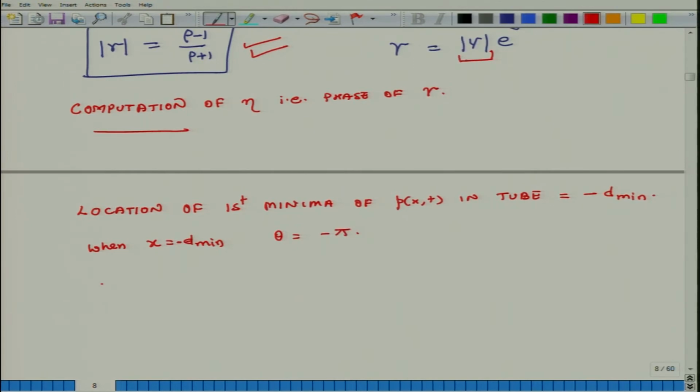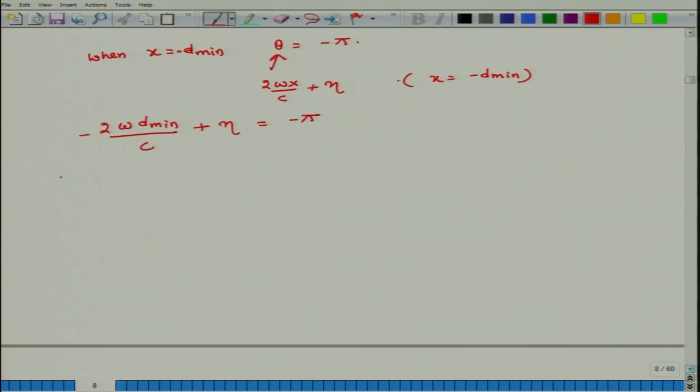Okay. And what is theta? Theta is 2 omega x by c plus eta. So, I write down 2 and here x is equal to minus d min. So, I write down the relation minus 2 omega d min by c plus eta equals minus pi. So, I do the mathematics and I get eta equals pi minus 2 omega d min by c.